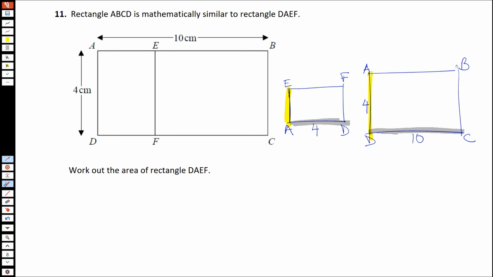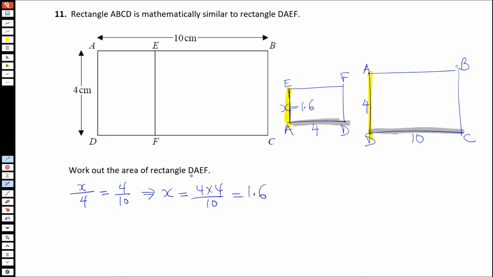So before we carry on, we need to find the missing length, this one here. So let me just call it X. So that is the width of the smaller rectangle. And you can find that by taking the ratios of the corresponding lengths, which will be equal. So X over 4 should be equal to 4 over 10, which implies that X will be equal to 4 multiplied by 4 over 10. That's 1.6. So X here will be 1.6.